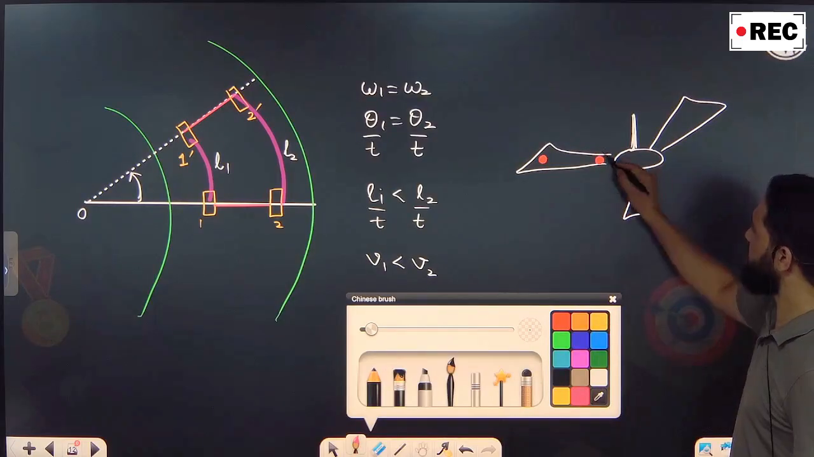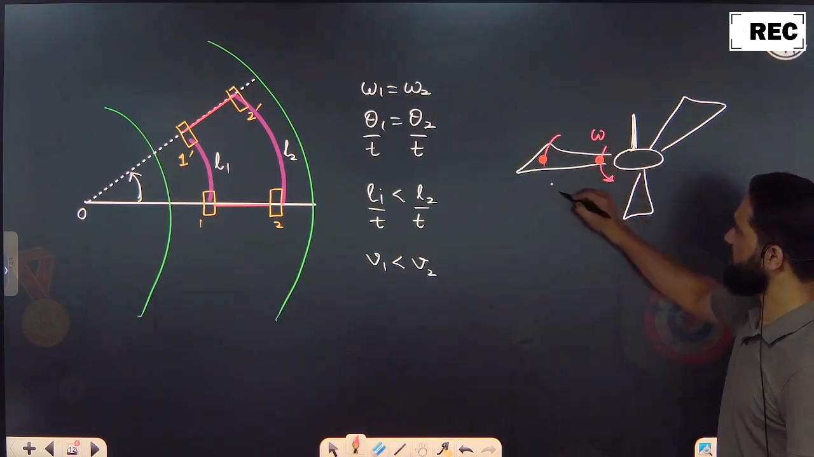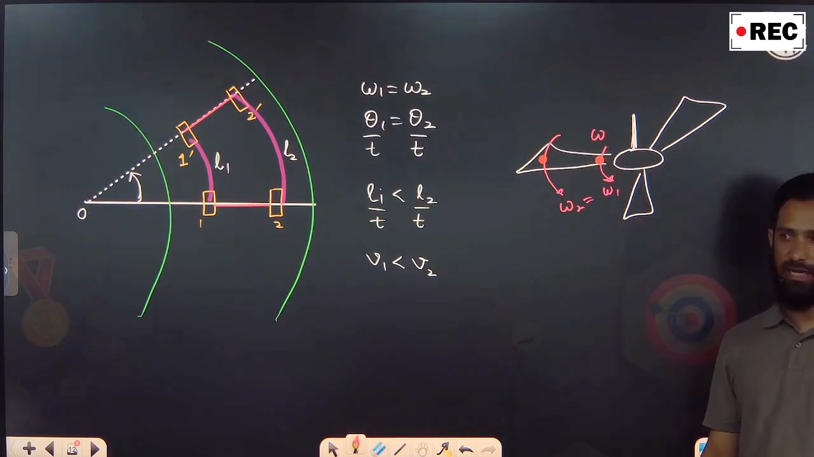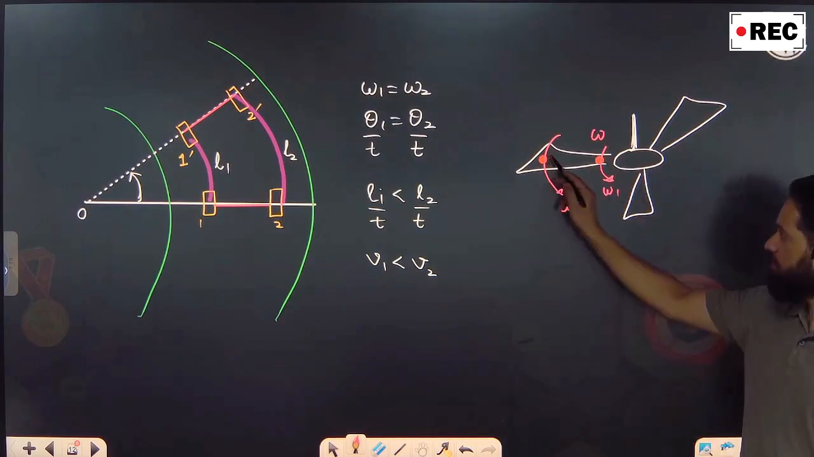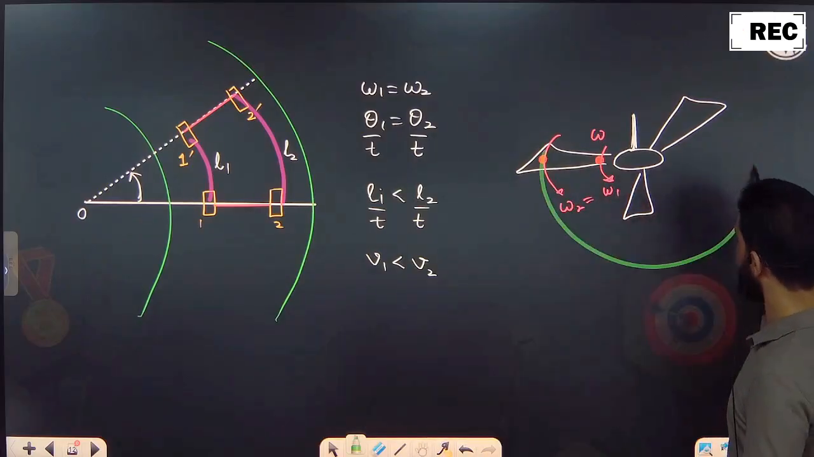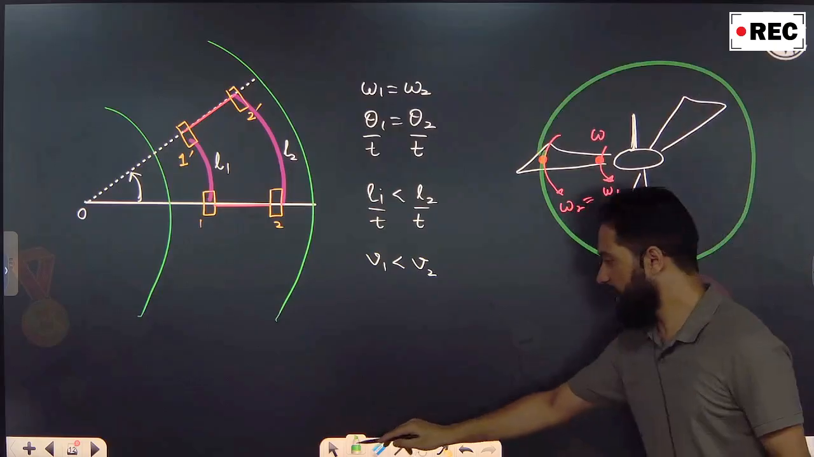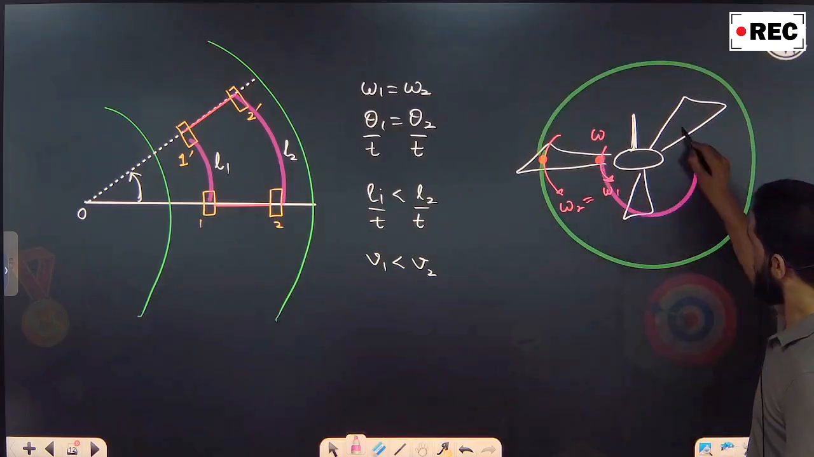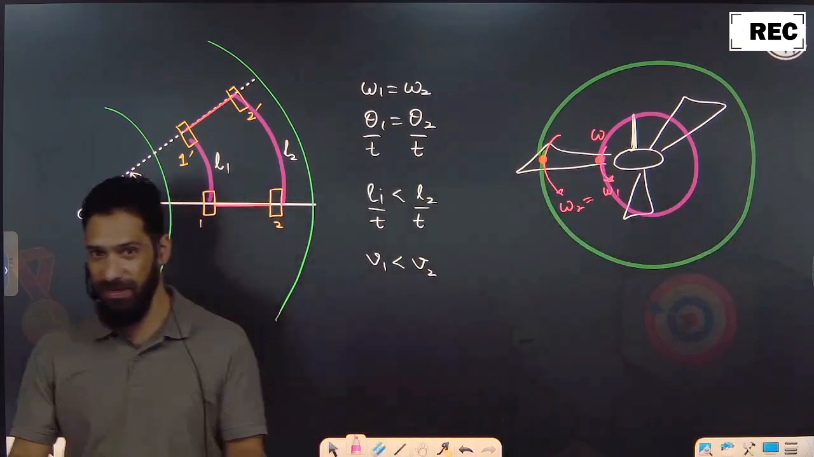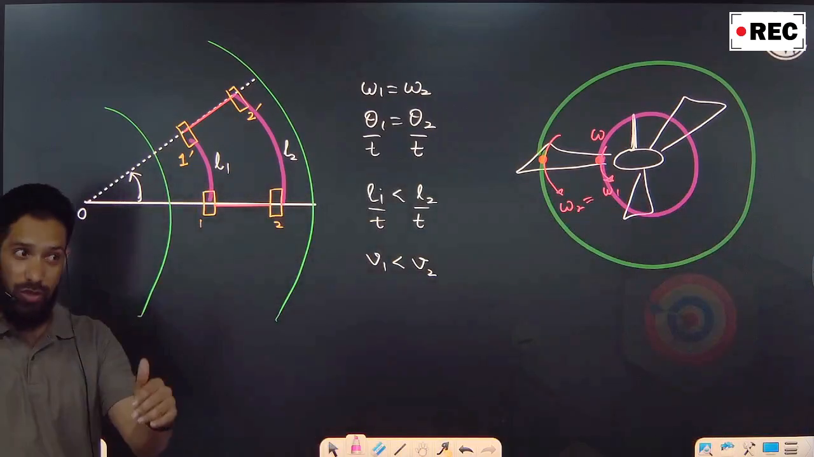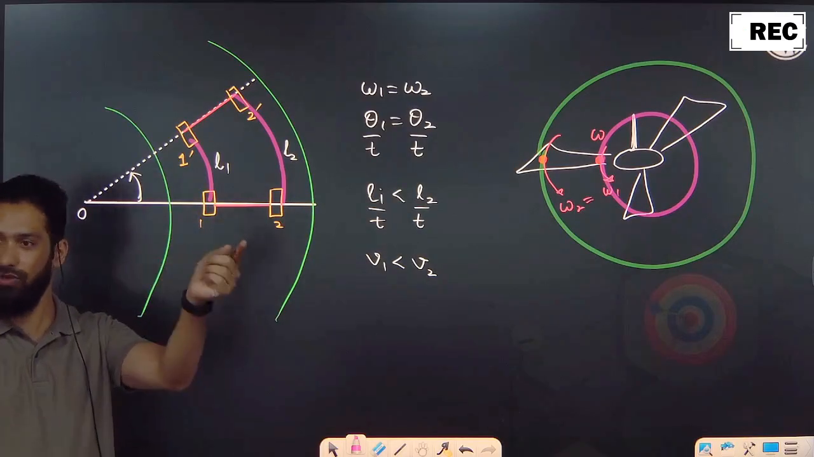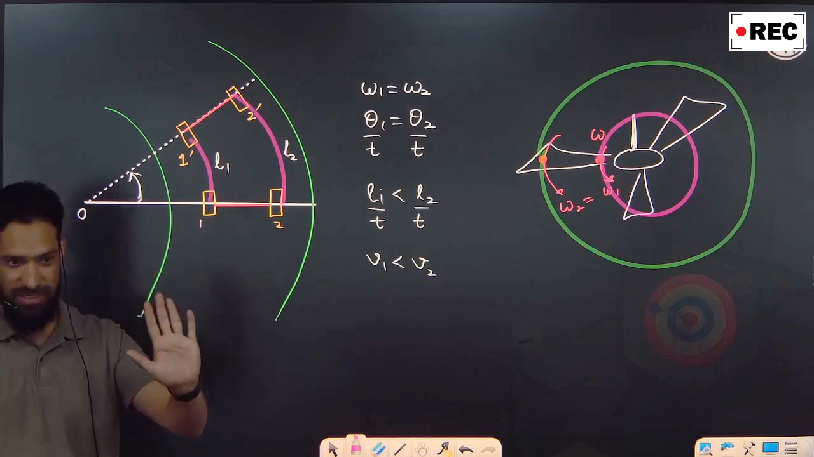Omega is the same, right? But which one has more speed? The outer one, because the outer one will cover more distance in the time, and the inner one will cover less distance in that time. Is that clear? So that's why omega is the same but speed is different. I mean, angular speed is different, and the normal speed we discussed before, total distance by total time, is different. Understand it, right?